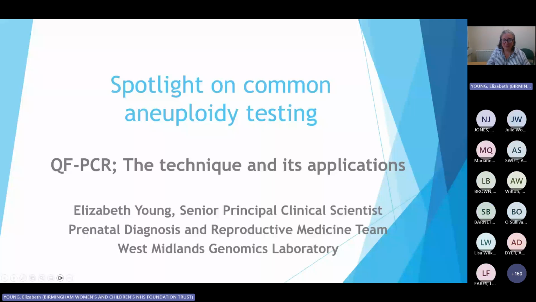So yes, I'm Beth Young. I'm the Principal Clinical Scientist in the Prenatal and Reproductive Medicine team here in the West Midlands Genomics Laboratory, and I oversee the day-to-day running of the NIPT service for our third of England. But I also have an interest in QF PCR and oversee that service as well. QF PCR is really what will be performed as a follow-up to a high chance NIPT, and I want to go into that in a bit more detail because I know there have been a lot of questions, especially around some reports in the media this year about false positive QF PCR results, or false positive trisomic results following CVS.